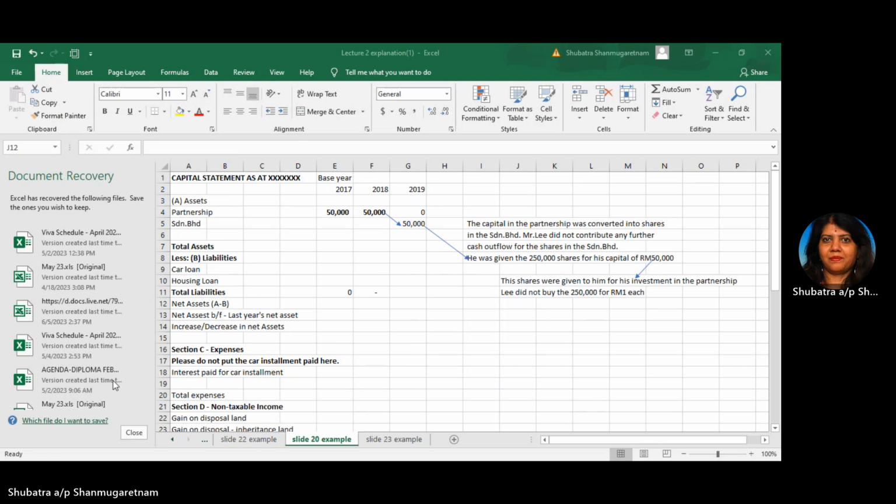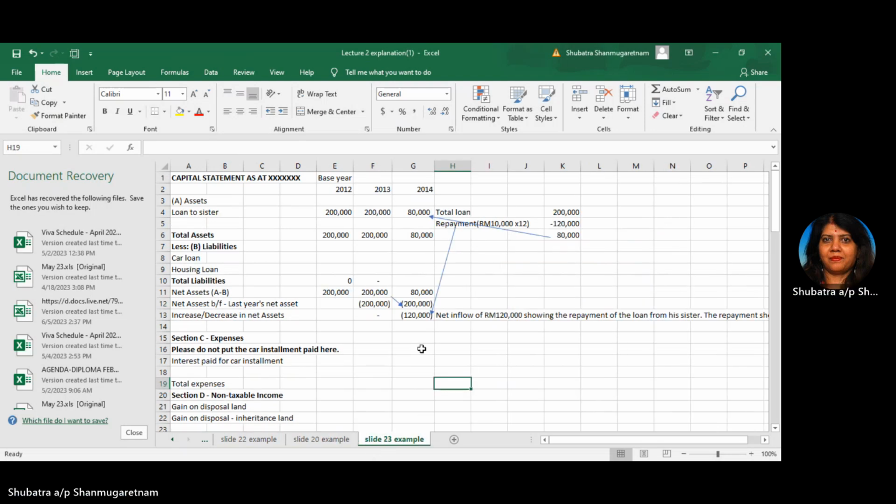All right, guys. Now the final one, Mr. Gan gave an interest-free loan to his sister for 200,000 in May 2012. He paid 10,000 per month to Mr. Gan commencing 2014. All right. So 200,000 in 2012, 200,000 in 2013 because she didn't pay anything. And in 2014, she started paying 10,000 each. So the repayment of the loan, 10,000 times by 12, she paid 120,000 of the loan. So balance of the loan is 80,000.